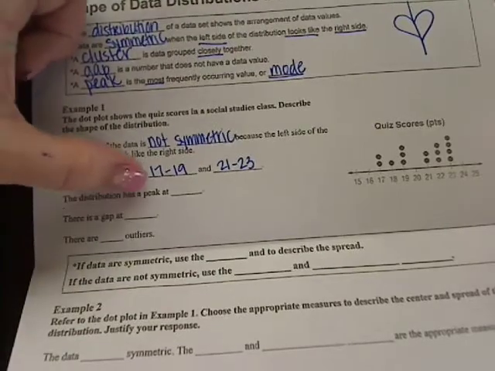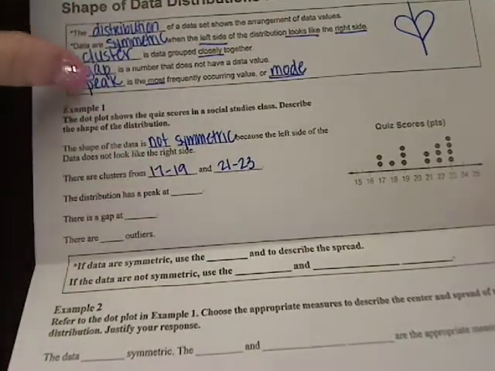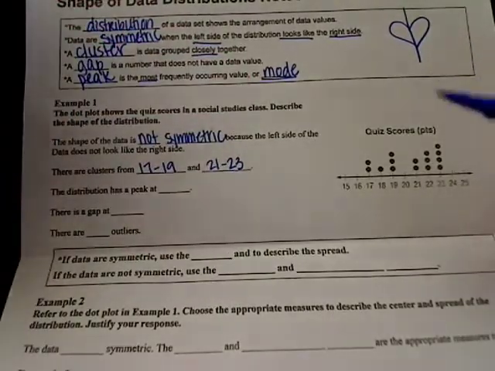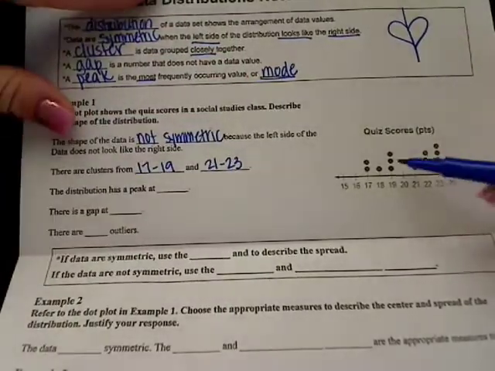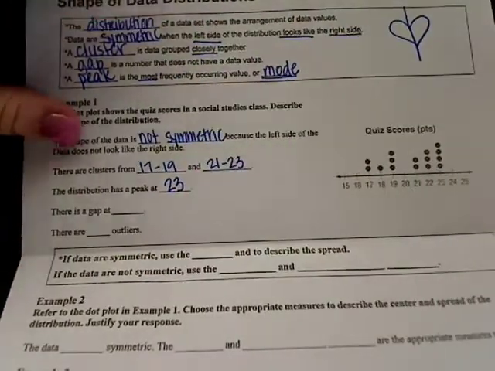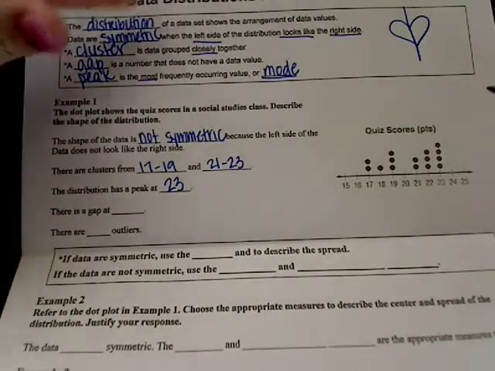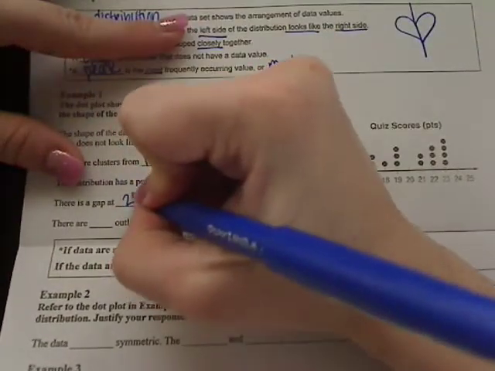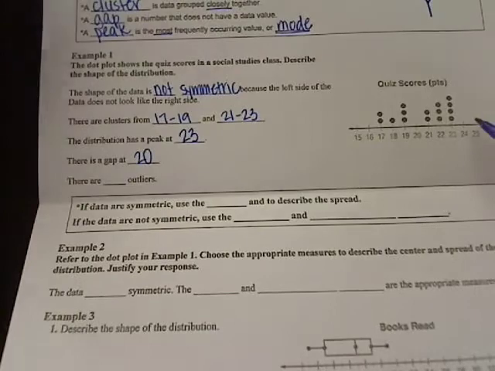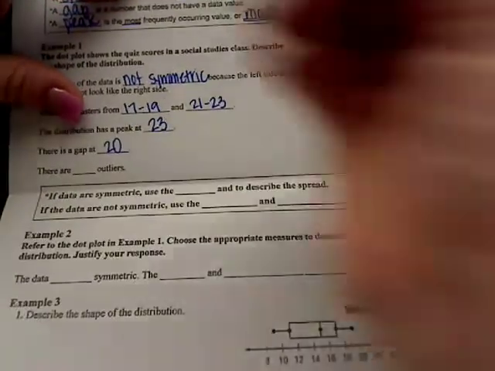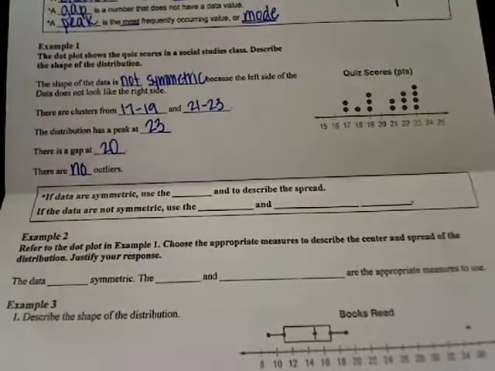The distribution has a peak at, you can think of the mode, so the one that occurs the most, or think of the peak of a mountain, the tallest point. Well, that looks like 23, so it's got a peak at 23. There's a gap, where is there not a data value? There's a gap right here at 20. And are there any outliers? Are there any random dots way off to the side on either end? No. So there are no outliers.